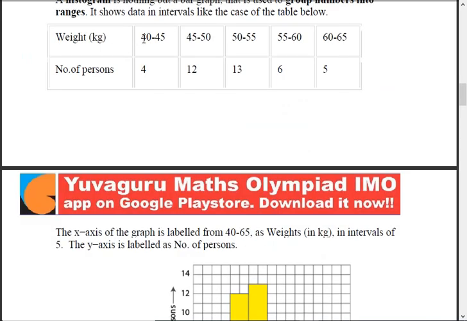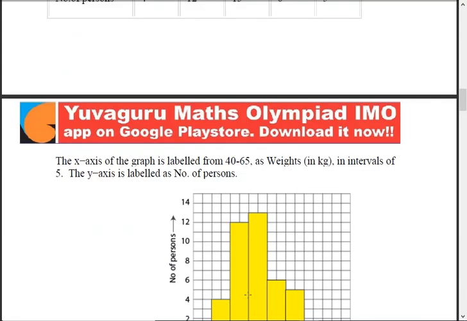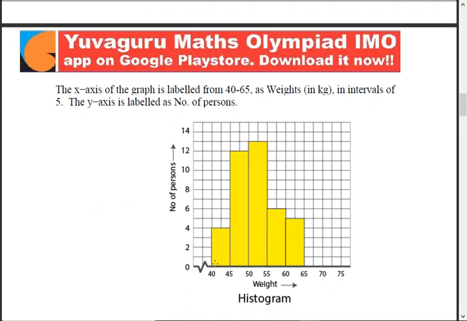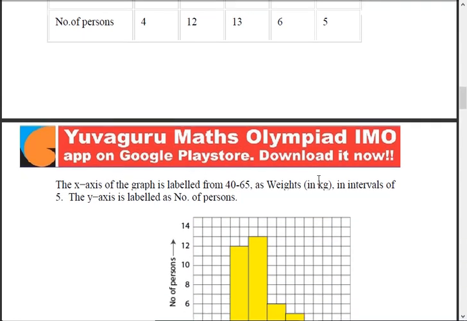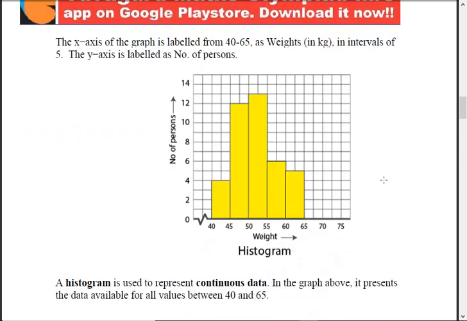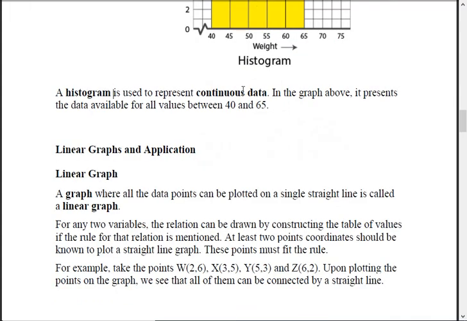See this, it's 40 to 45, 4, 45 to 50, 12. These are all categories and these are the frequencies or number of persons. So you see one important point over here, 40 to 45, then 45 to 50, immediately next. That's why these are stuck together over here. And in the bar graph, what did we see? Red, blue, these were all separate, nothing to do with each other, right? Okay. So the x-axis on the graph is labeled 40 to 65. Means this is the interval. And the y-axis shows the number of persons, or we call it frequency. A histogram is used to represent continuous data, right? 40 to 45, 45 to 50, and so on.